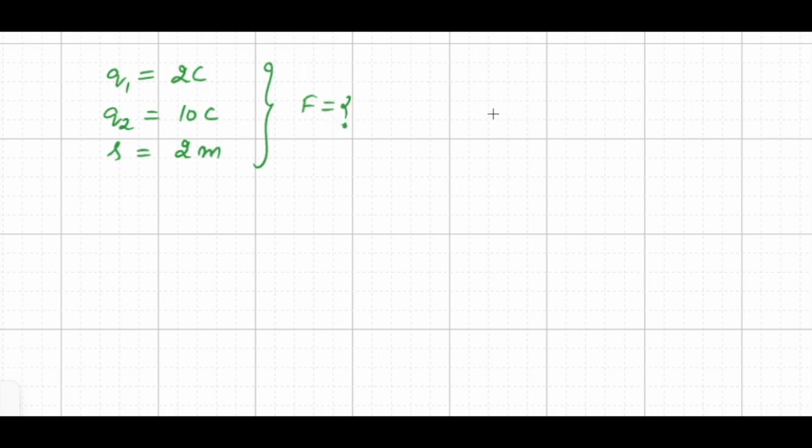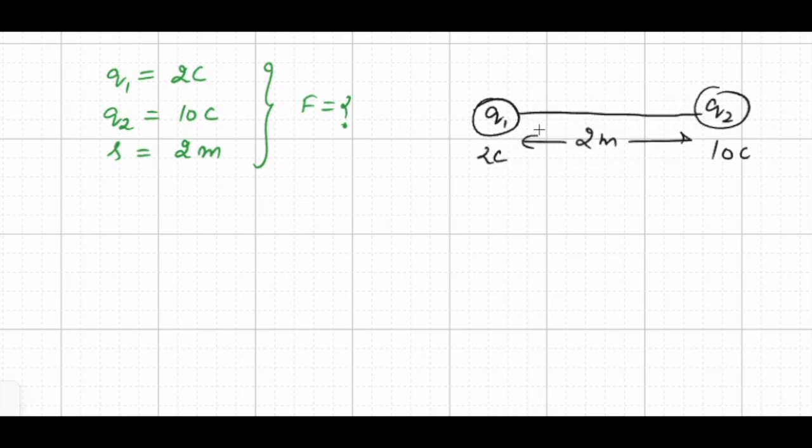So if there is one charge Q1 of 2 coulomb, let's solve the same question, and the second charge is, say, 10 coulomb. The distance between them is, say, 2 meter. If asked what will be the force, let's do it. First we will draw a diagram. Let's say this is Q1, 2 coulomb, and here is Q2, 10 coulomb, and here is the radial line joining them, which is given as 2 meter in length. So the distance between them is 2 meter.